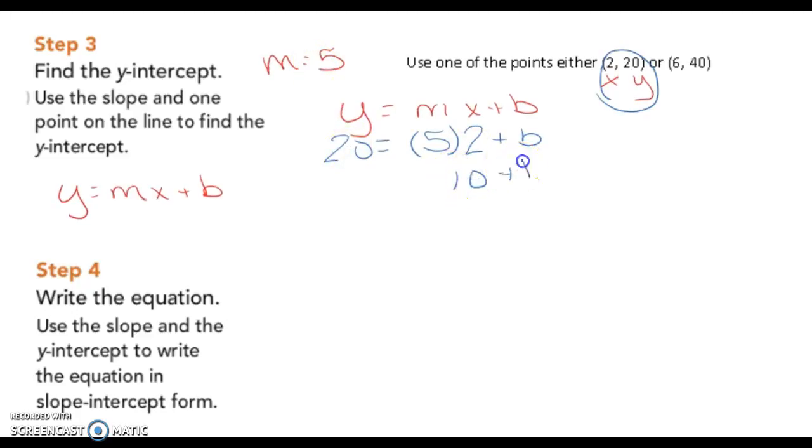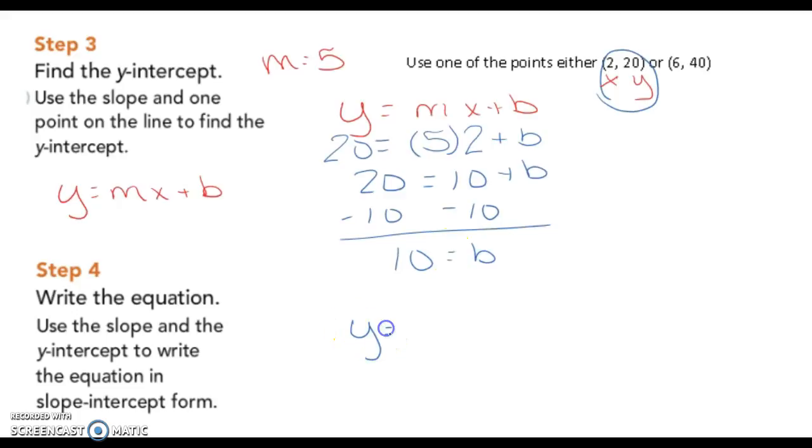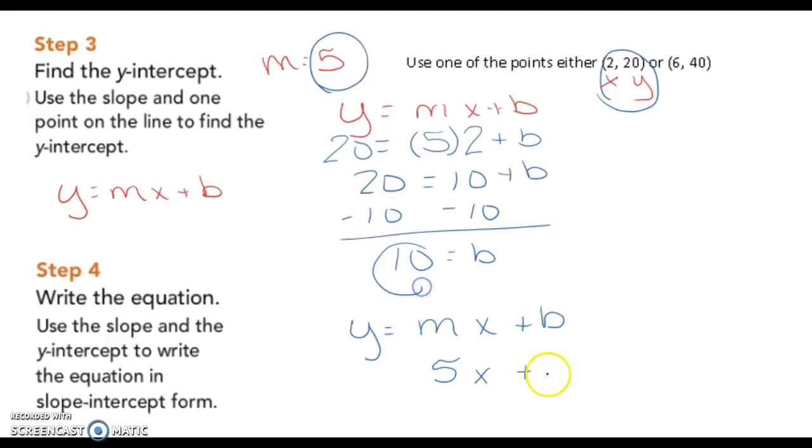So here I'm going to have 10 plus b equals 20. I'm going to go ahead and subtract out the 10 because I'm going to do the opposite to find what that is. So 10 equals b. And then I'm going to rewrite the equation, y equals mx plus b. This time, as I write it, I'm going to write it just like the equations that you're used to seeing when you're graphing. I'm going to plug in the m, which is 5, the x, and the b, which is 10, equals y. And then you should be able to graph that. Remember, we would start on the 10 and go up 5 and over 1.